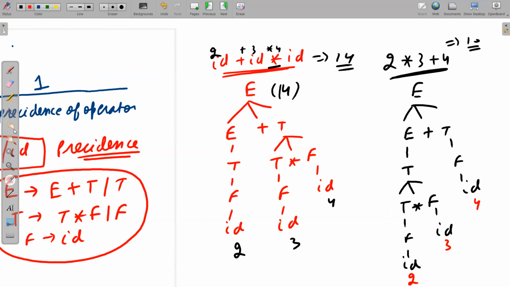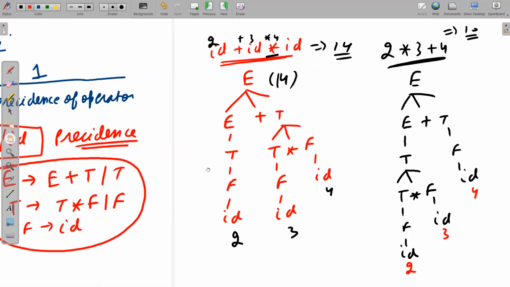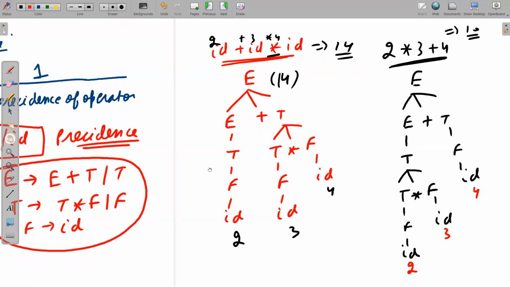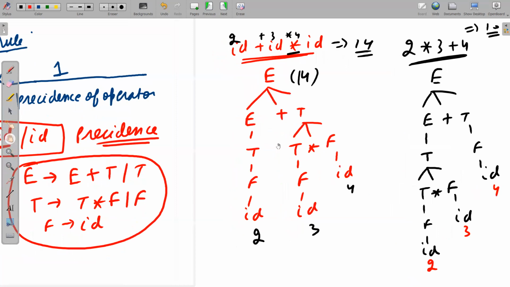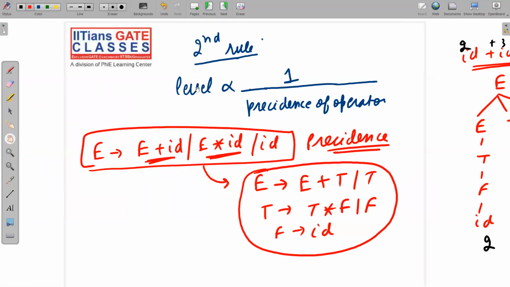Okay, so now according to past year questions, I have given you the idea. Please note it down carefully. Now see, level is inversely proportional to precedence. That means the more the level, the less the precedence. Lesser level, more precedence. See here carefully, E implies E plus T. This is lesser level, more precedence. So I hope I have made the point clear.